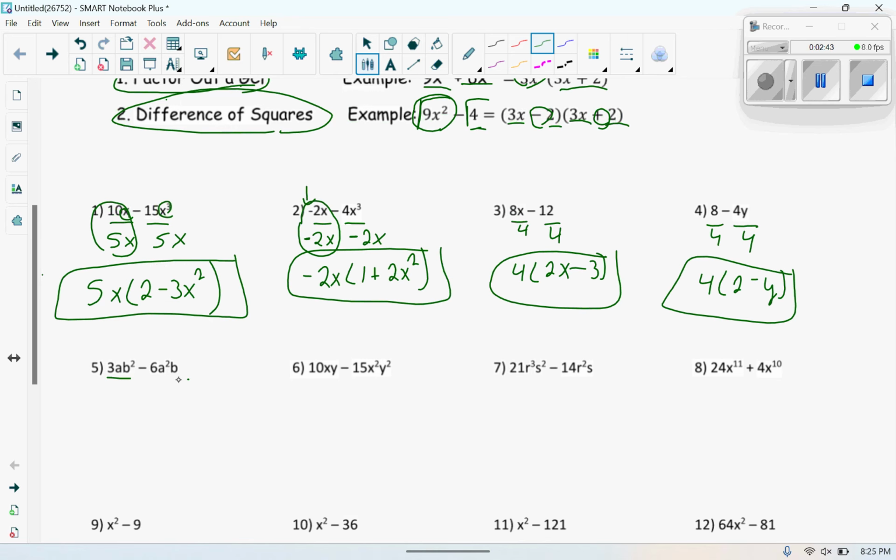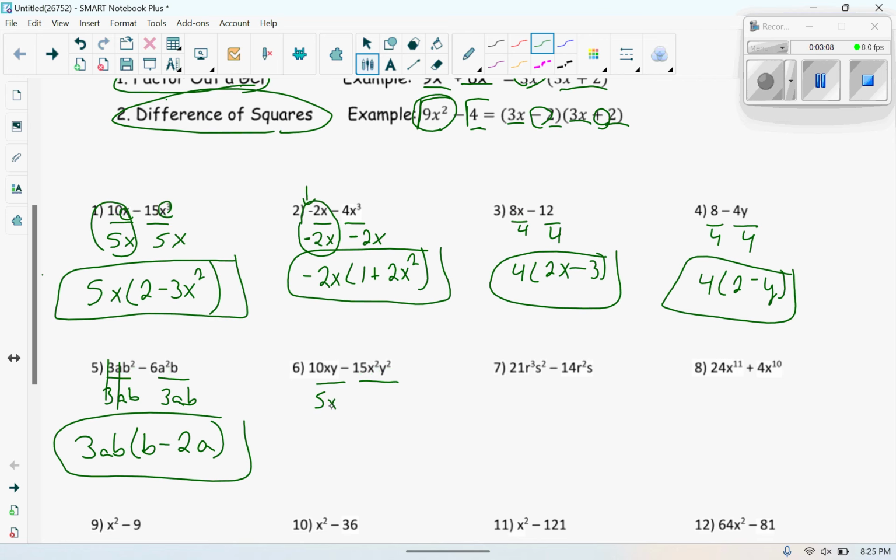So let's see. I see that these have a 3 in common, and they have an a. And let's see, they have a b in common. So I'm going to pull out a 3ab. And then what's left over? Well, those cancel, those cancel. So I end up with a b minus 2a. And that's our answer. This one I can factor out, let's see, a 5xy.